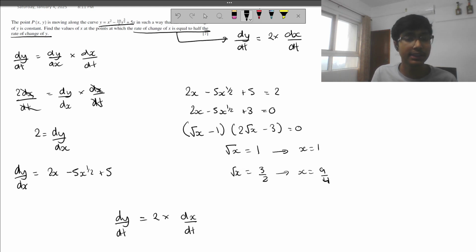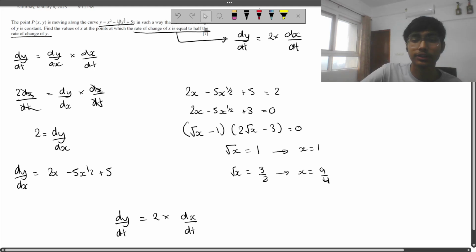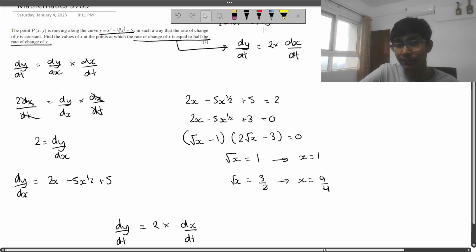Now, if you write out the dy dx, we get 2x minus 5x to the power of half plus 5. And equating that to 2 and factorizing it out, we would get root x minus 1 equals 0 and 2 root x minus 3 equals 0. Simply rearranging them, root x must be equal to 1, so hence x is equal to 1, and root x must be equal to 3 over 2, and x will be equal to 9 over 4. So hence these will be our values of x.